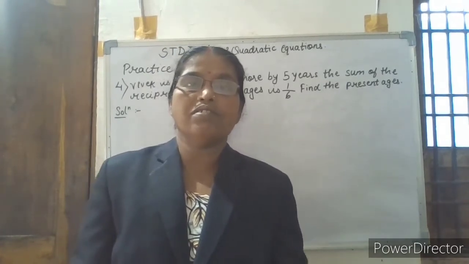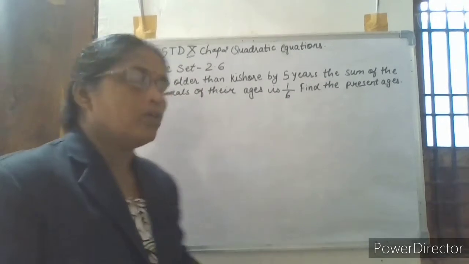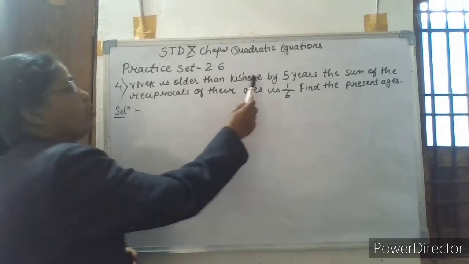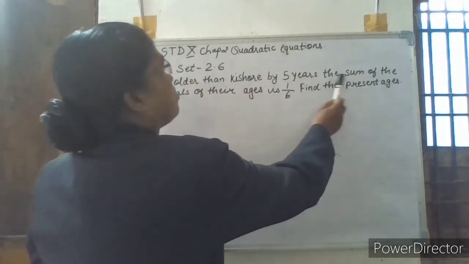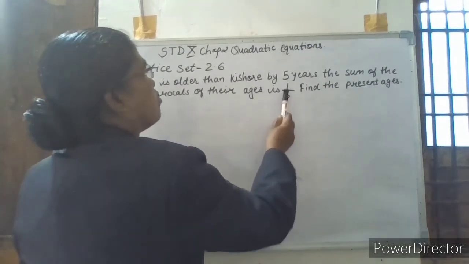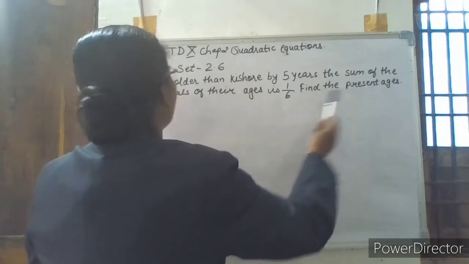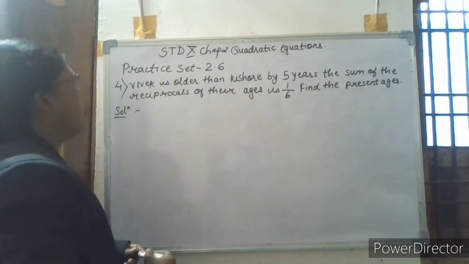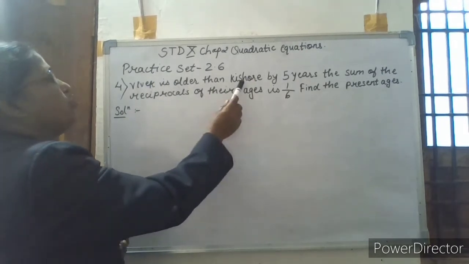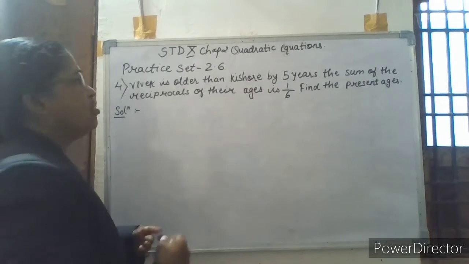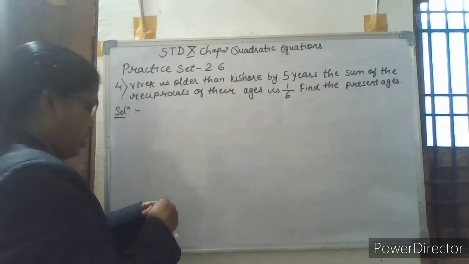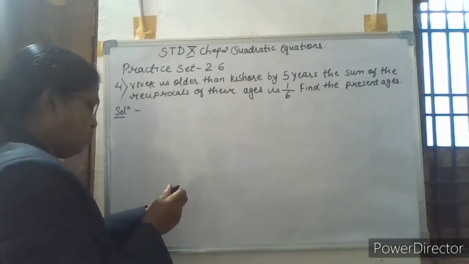Students, today we will start with the fourth question. Now, this is the question: Vivek is older than Kishore by 5 years. The sum of the reciprocals of their ages is 1 by 6. Find the present ages. So, Vivek is elder to Kishore by 5 years, that means Kishore is younger. So therefore we will take the variable x for Kishore's age.